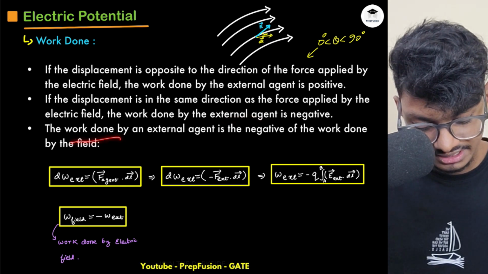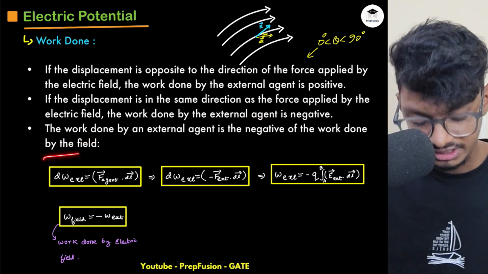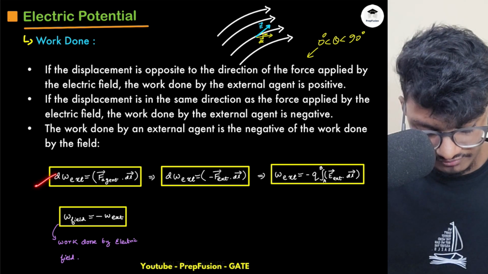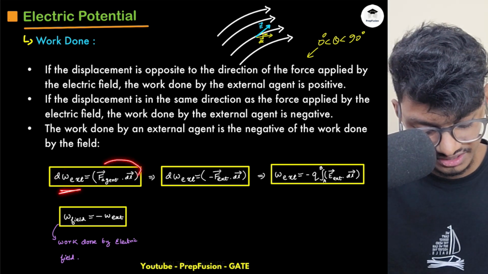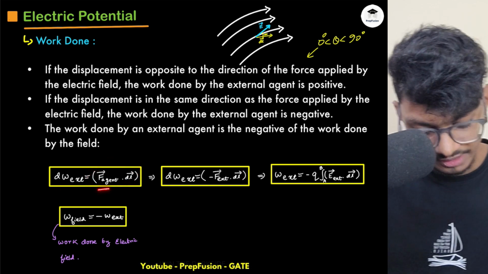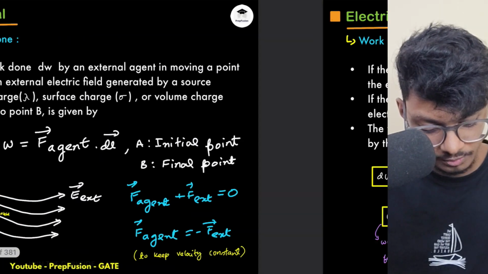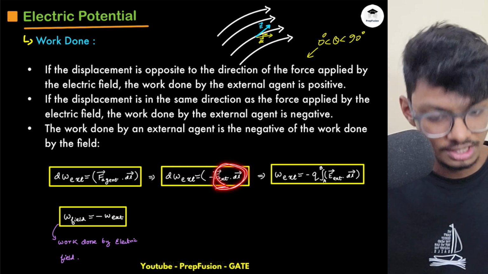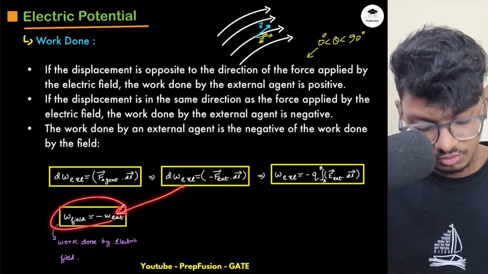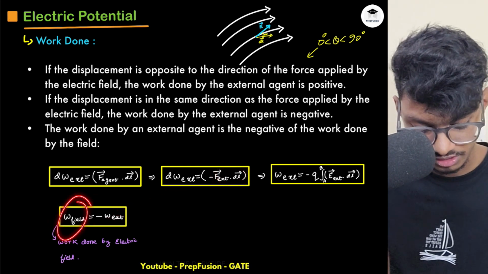The work done by an external agent is the negative of the work done by the field. We can derive from this expression that the work done due to the external agent will be F agent dot dl. Now F agent, what I have derived, equals minus F electric into dl. Now what is F external into dl? It is simply the work done due to the external agent. That's why the work done due to the external agent is the negative of the work done due to the field.